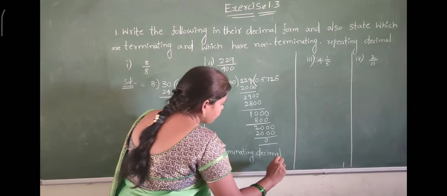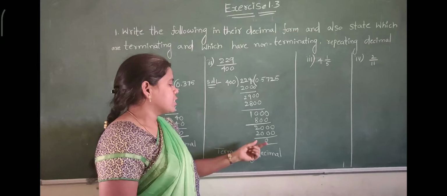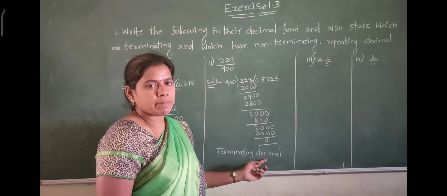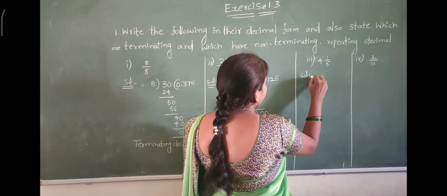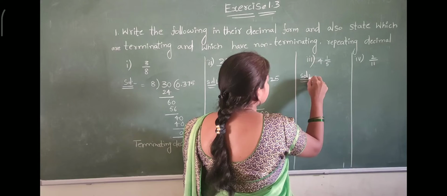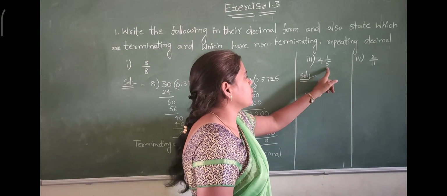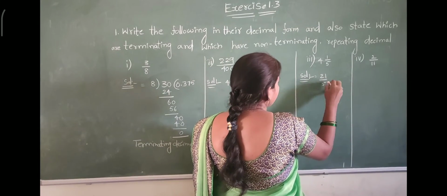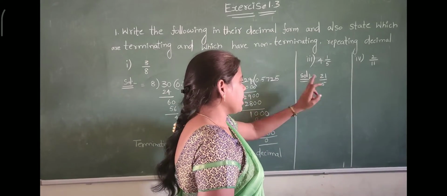So, if you divide a number with another number and you get 0 as remainder, then that is a terminating decimal. Okay, next we will go for the next problem. 4 1 by 5. This is in the mixed fraction form. 4 fives 20, 20 plus 1, 21. 21 by 5. Here you have to divide 21 by 5.